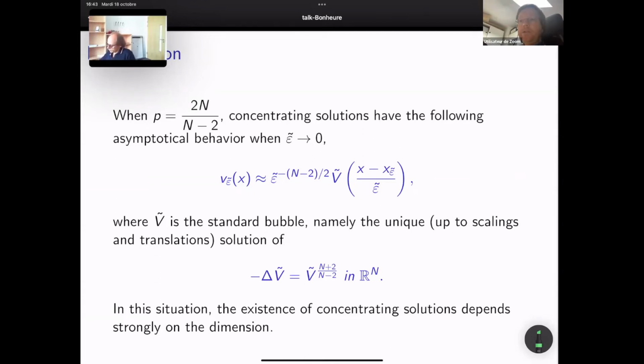then in fact the concentration is much more delicate to observe. And again, you have concentration, and the profile is different because the profile is what we call the standard bubble, or the Talenti profile, or the Aubin-Talenti profile. So it's a solution of the Yamabe equation on R^n. And in fact, in that case, the existence of concentrating solutions depends strongly on the dimension. So at this critical exponent, results are going to depend on the dimension.